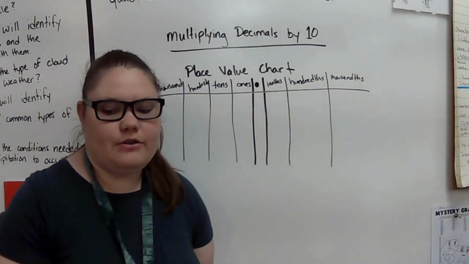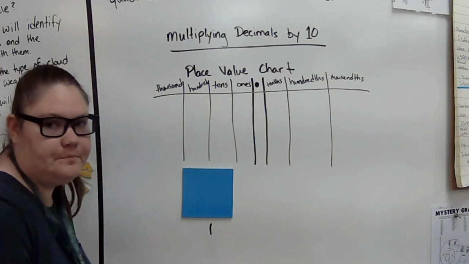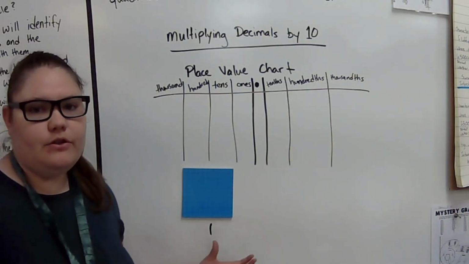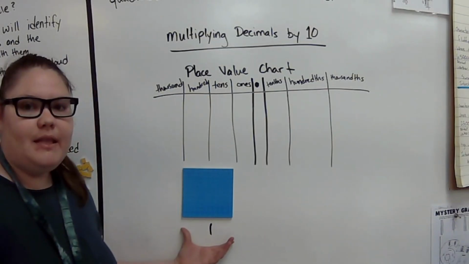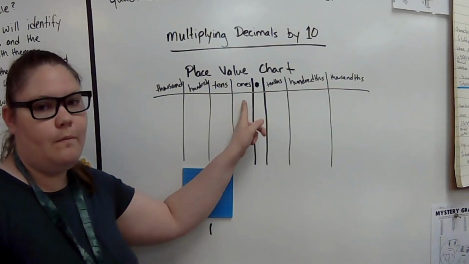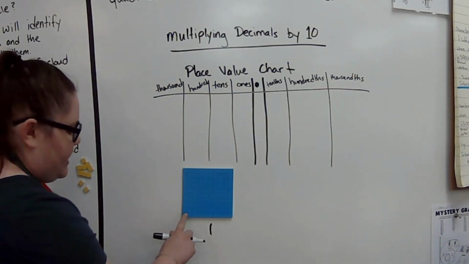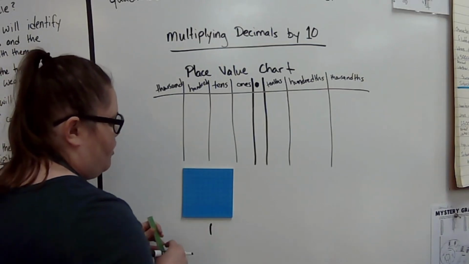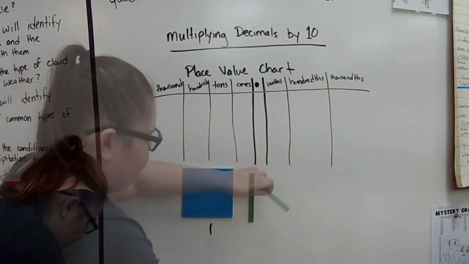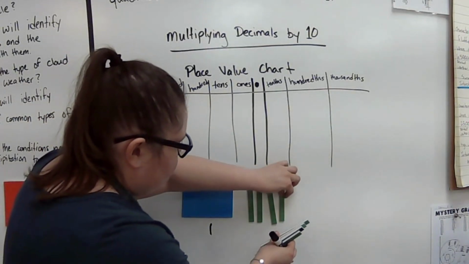Before 5th grade, students were taught that this flat represents one whole. We could still use that flat as one whole, but then how would we represent 1/10? 1/10 is smaller than one whole. We could break apart this flat into 10 rods. So I'm exchanging my flat for the 10 rods.